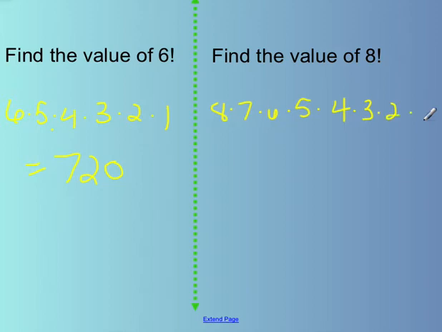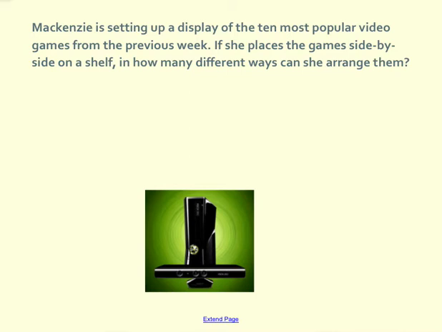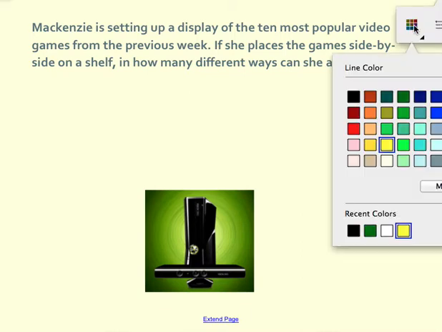And when you type that in your calculator, you get 40,320. I always suggest that you try these out on your own along with the note video so that you make sure you're doing it correctly, and then if you're not, it's something we can talk about when you see me next. So let's take a look at this one. Mackenzie is setting up a display of the most popular video games from the previous week. If she places the games side by side and on a shelf, how many different ways can she arrange them?